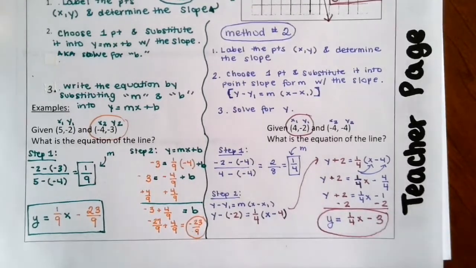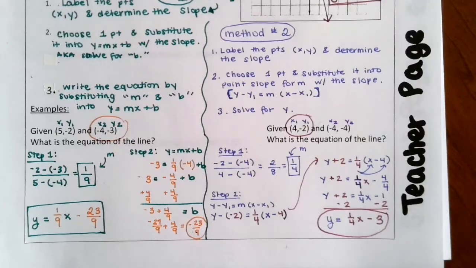Keep in mind that our equation y equals 1/4 x minus 3 will produce the same exact line as our original point-slope formula of y minus -2 is equal to a fourth the difference of x minus 4. Essentially, these two equations are exactly the same thing because they produce the same line. Please ensure that your notes look exactly like my notes. Once you have done so, go ahead and turn over to the student page.